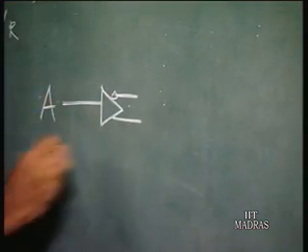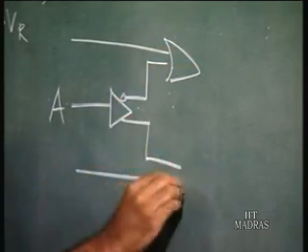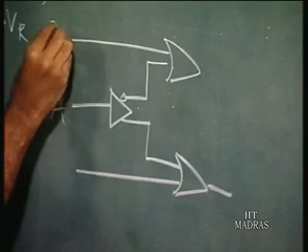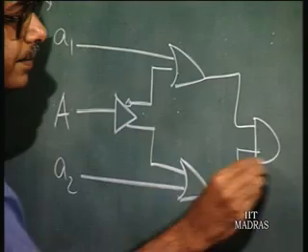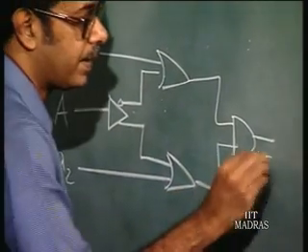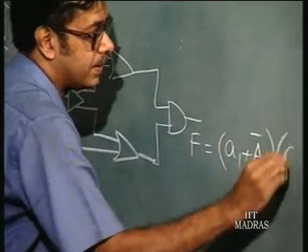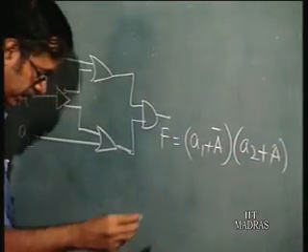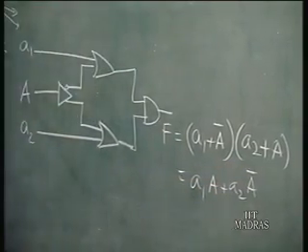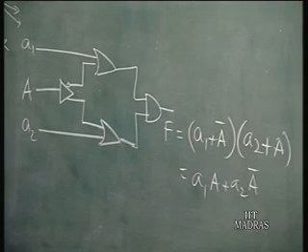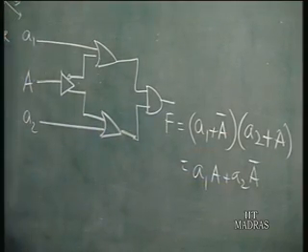So, you have the control input here, you have the OR gates, you have a1, a2, and like this. So, F is equal to A1 plus A bar, A2 plus A, which can be written as A1A plus A2A bar. All right. So, we have seen this, and so this is the logic we achieve.